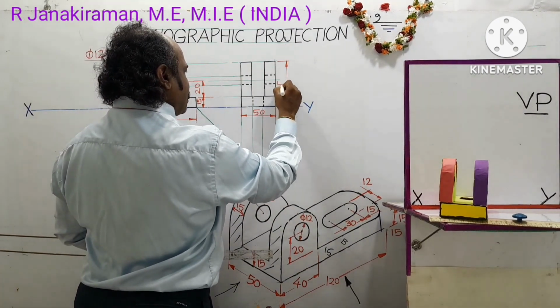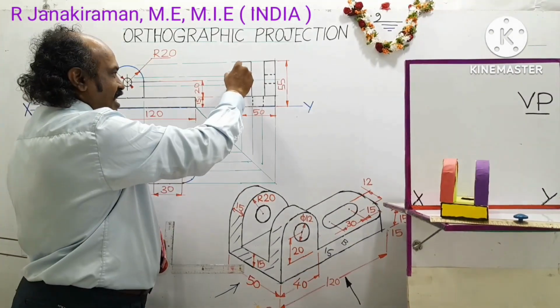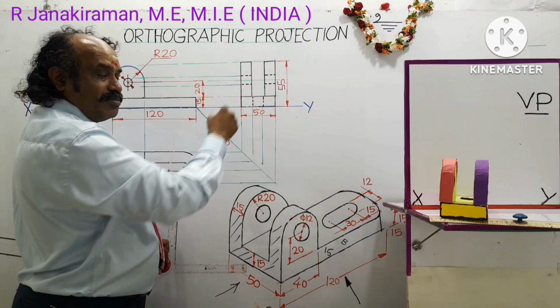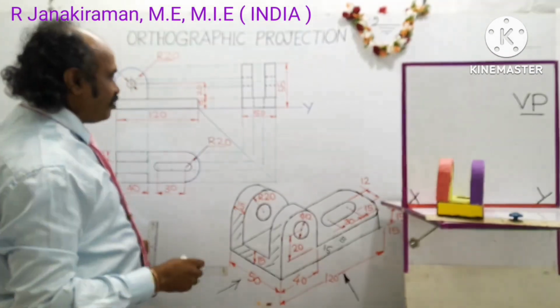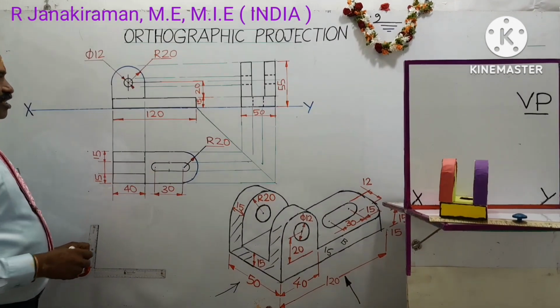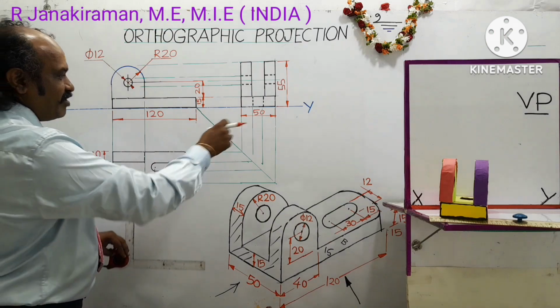55 shall be written like this. Usually the dashed line dimension will not be shown in the diagram. Dashed lines will not be dimensioned. That is one of the rules to be followed in dimensioning. Yes, this completes the side view, called the left side view.